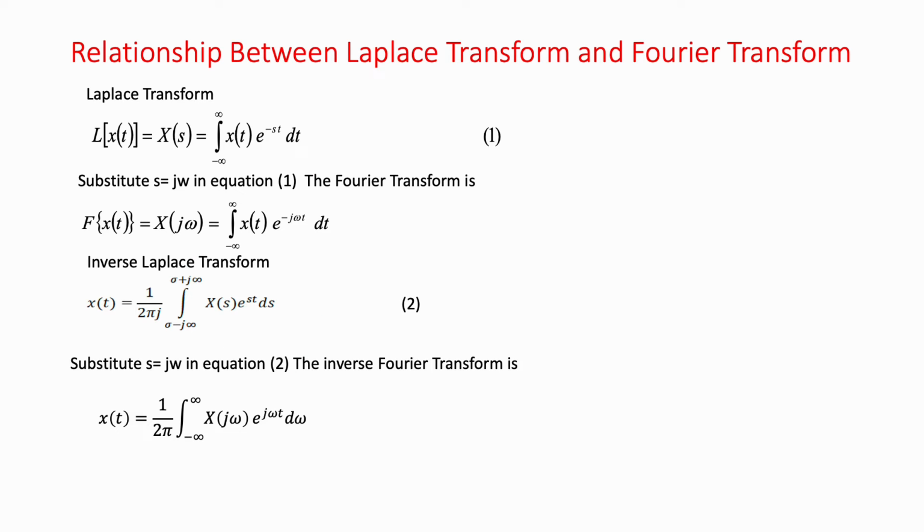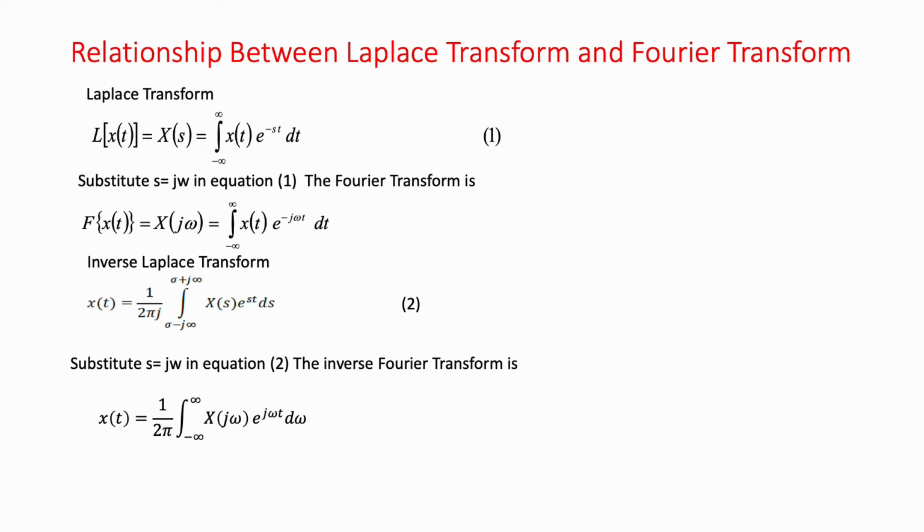Now we can see the relationship between Laplace transform and Fourier transform. All of you know very well the Laplace transform formula: x of s is equal to integral minus infinity to plus infinity x of t e power minus st dt. If you substitute s is equal to j omega in equation 1, we get the Fourier transform.